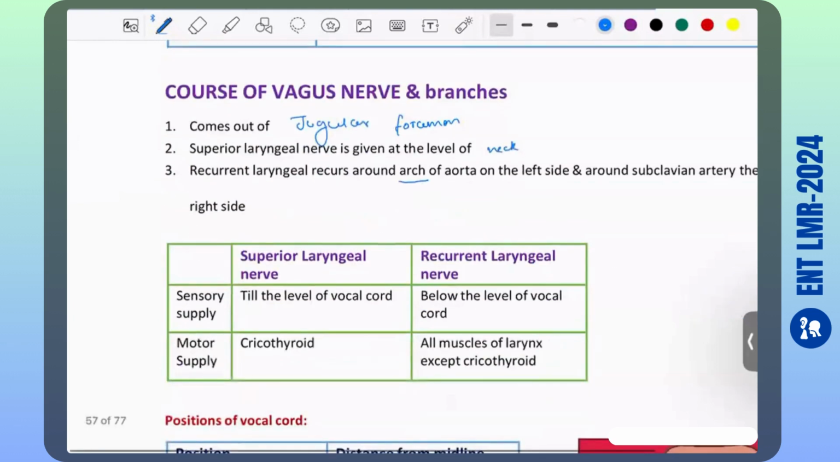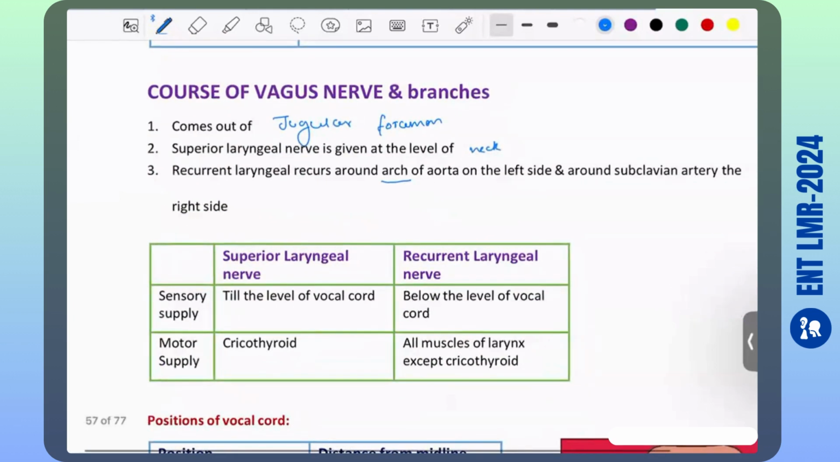Now, the course of the vagus nerve. The vagus nerve course is very important. It comes out of the jugular foramen. The superior laryngeal nerve is given off at the level of the neck itself, but the recurrent laryngeal nerve is given off at the level of the thorax only. After being given off at the level of the thorax, it will come up again into the neck. So that's why it is called recurrent. It is not given off directly at the neck. It will be given off at the level of the thorax, recur above and then supply the neck. It is called the recurrent laryngeal nerve.